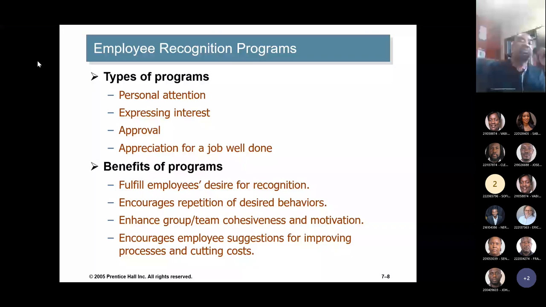Benefits of the employee recognition program. The first one is that it fulfills employees' desire for recognition. If an employee is recognized in the organization, it fulfills their desire to be recognized, and it falls even into higher order needs, or the need for self-actualization.